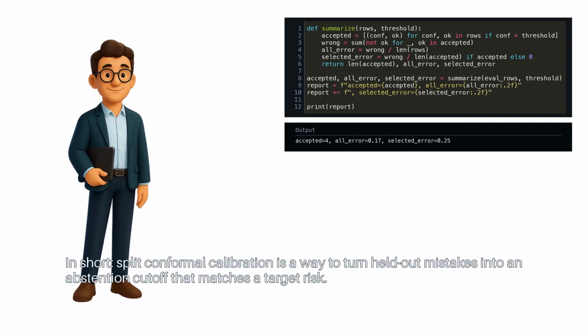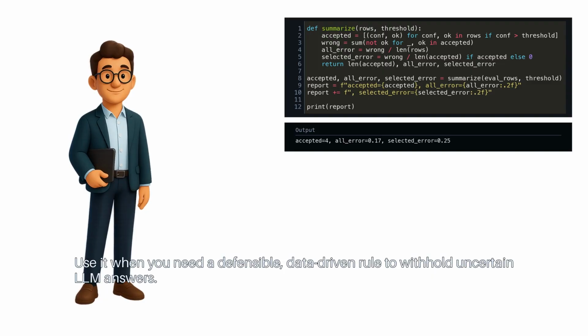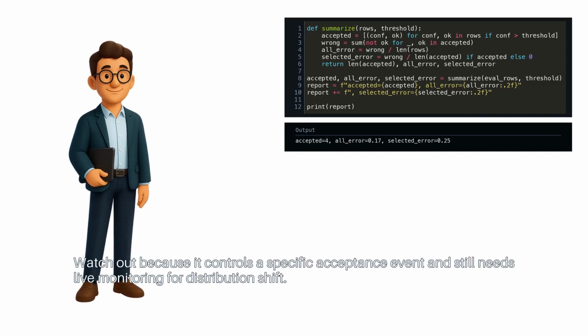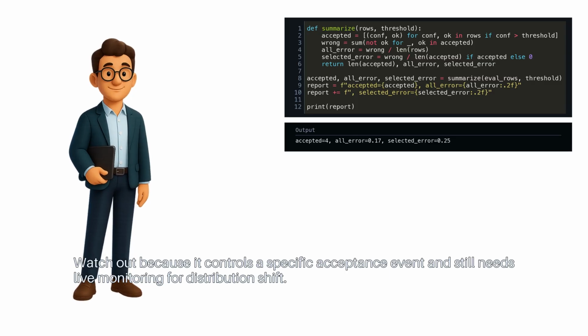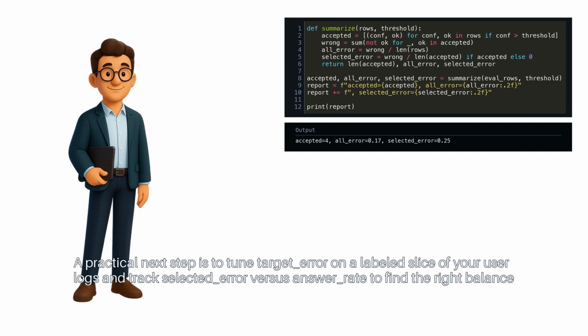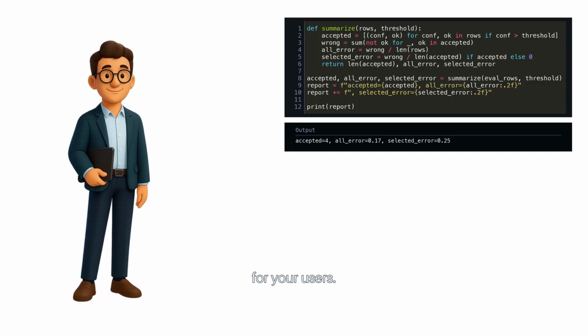In short, split conformal calibration is a way to turn held-out mistakes into an abstention cutoff that matches a target risk. Use it when you need a defensible, data-driven rule to withhold uncertain LLM answers. Watch out, because it controls a specific acceptance event and still needs live monitoring for distribution shift. A practical next step is to tune target error on a labeled slice of your user logs and track selected error versus answer rate to find the right balance for your users.